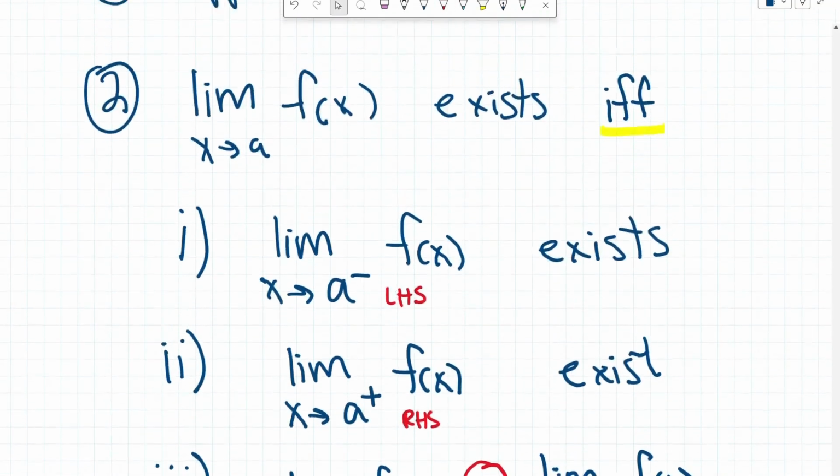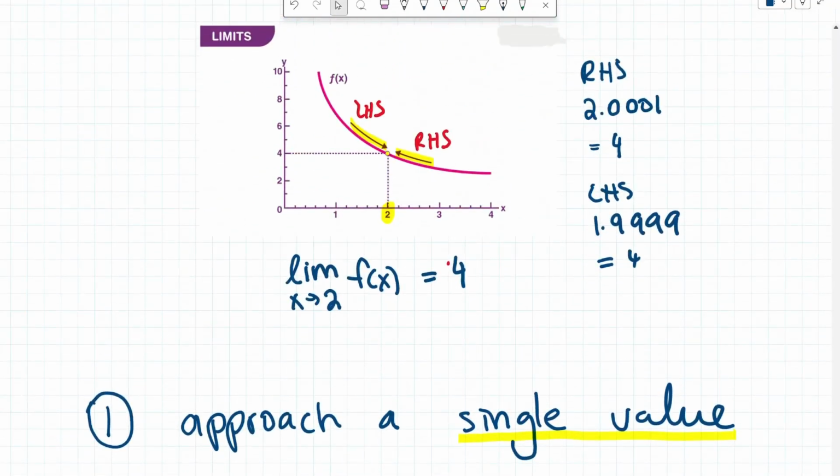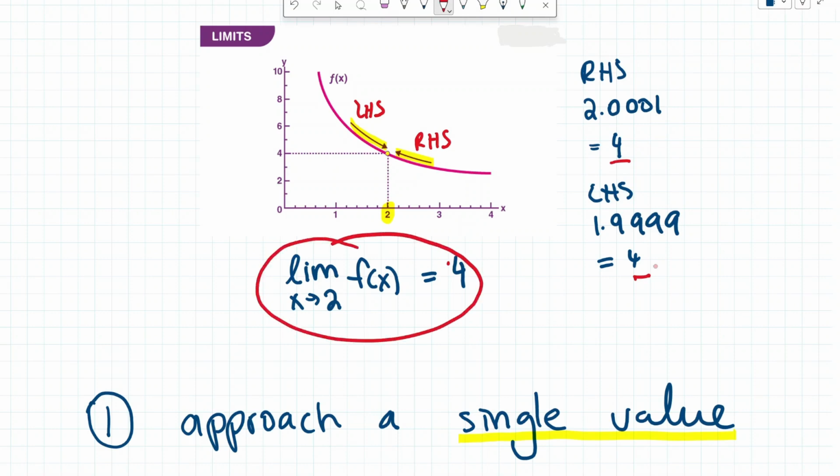So in our first example over here, we can see that the limit from the right-hand side equals 4, it exists, and the limit from the left-hand side exists and also equals 4. Since these two values equal each other, that means that our overall limit over here exists.